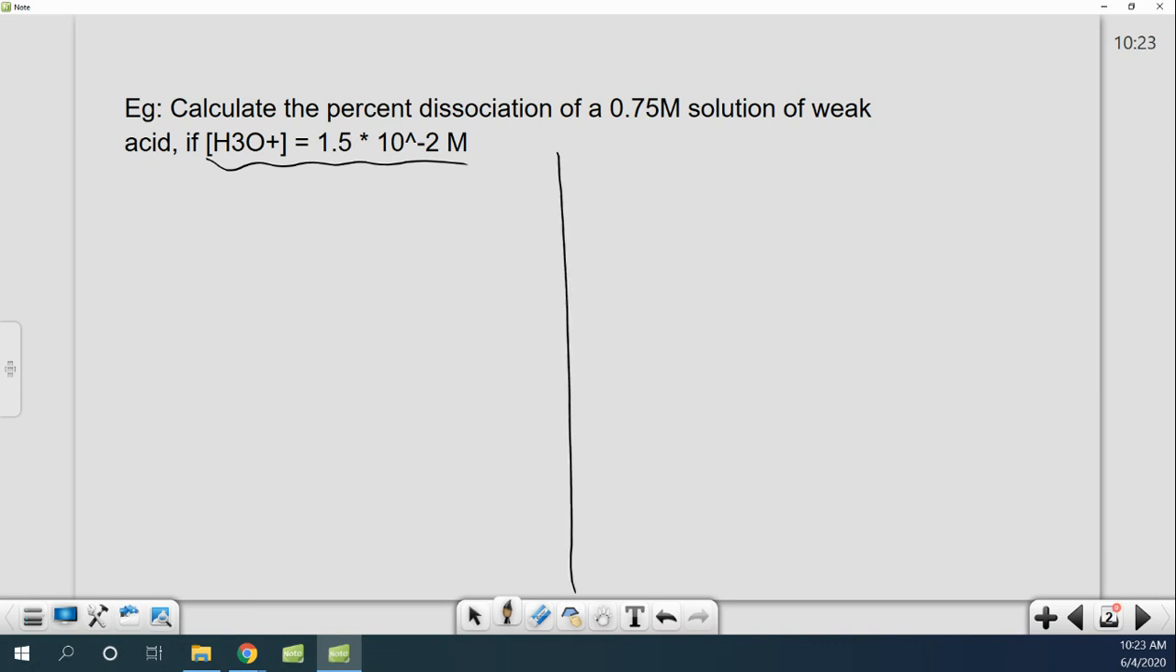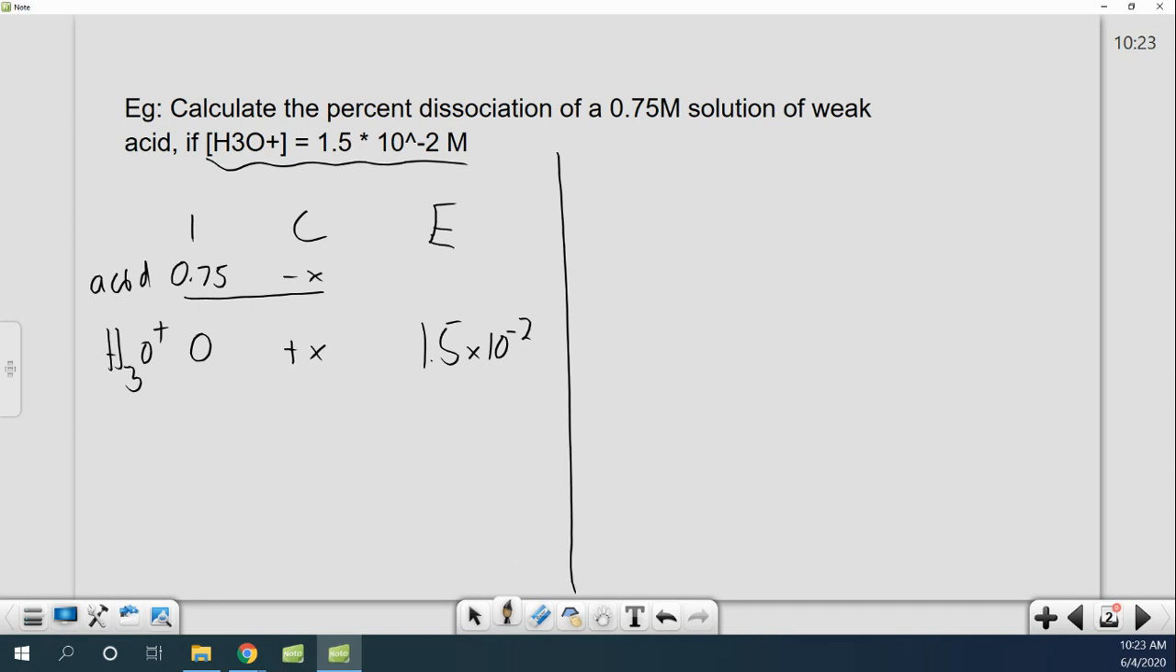Both of them will give me the same answer, but I just want to show you the difference here. I'm going to show you the right way and then the kind of wrong way. So, first of all, we have some weak acid and we have H3O plus. The acid is at 0.75 molar initially, which means I'm going to lose some, I'm going to gain some, and the amount I gain is 1.5 times 10 to the negative 2. All right, so this means I know that X is 1.5 times 10 to the negative 2. So I just take my 0.75 and I subtract X. So minus 1.5 times 10 to the power negative 2.